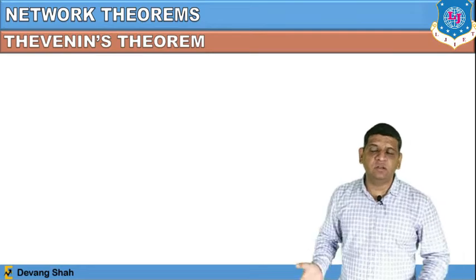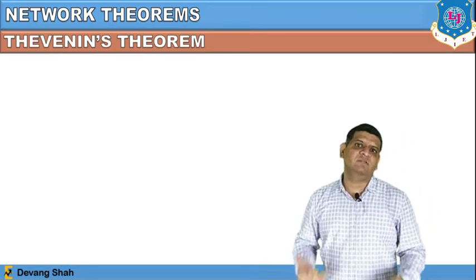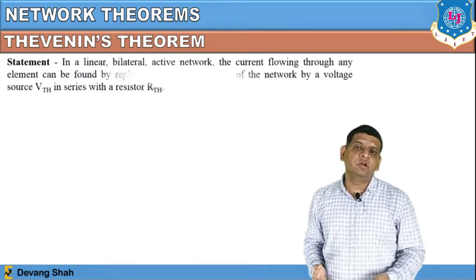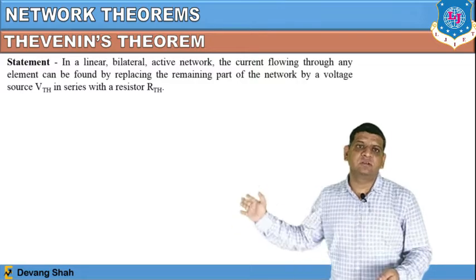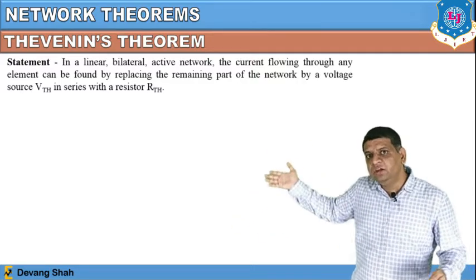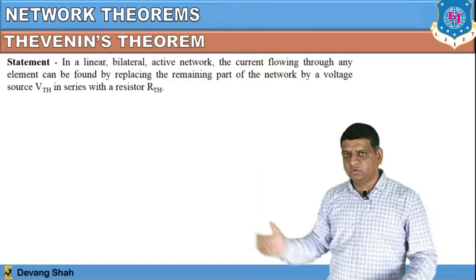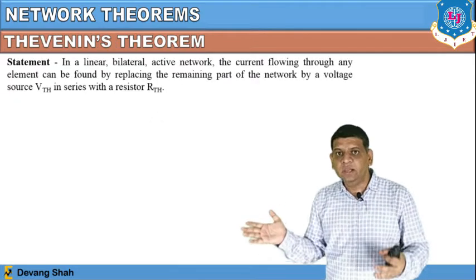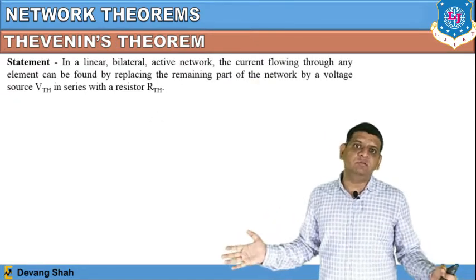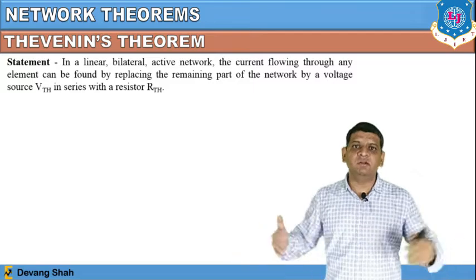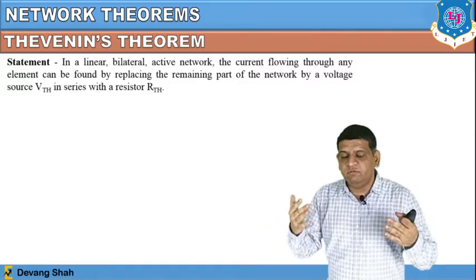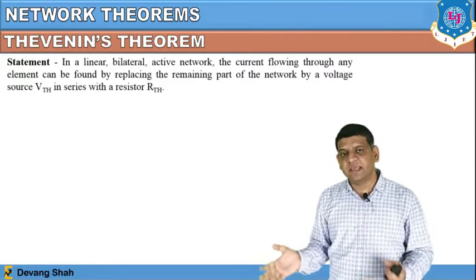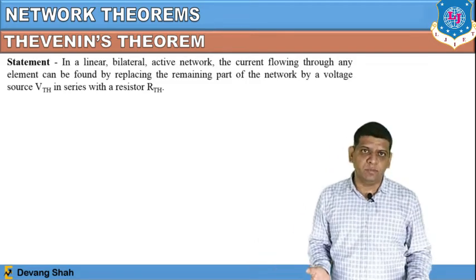Now we'll start with our main theorem, which is called Thevenin's theorem. Looking at the statement of Thevenin's theorem, it applies to a linear bilateral active network. What do we mean by a linear bilateral and active network? It means a complete circuit which contains a combination of resistors, in series or parallel combination.